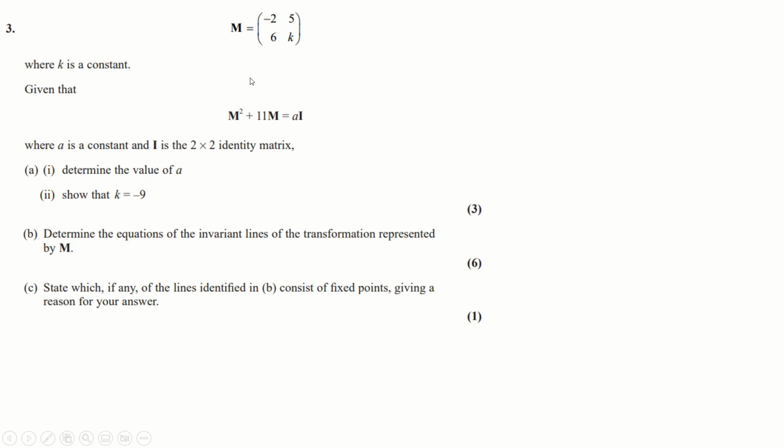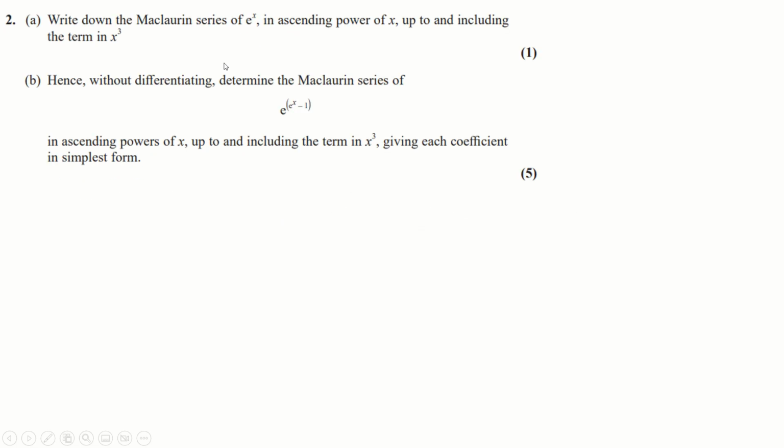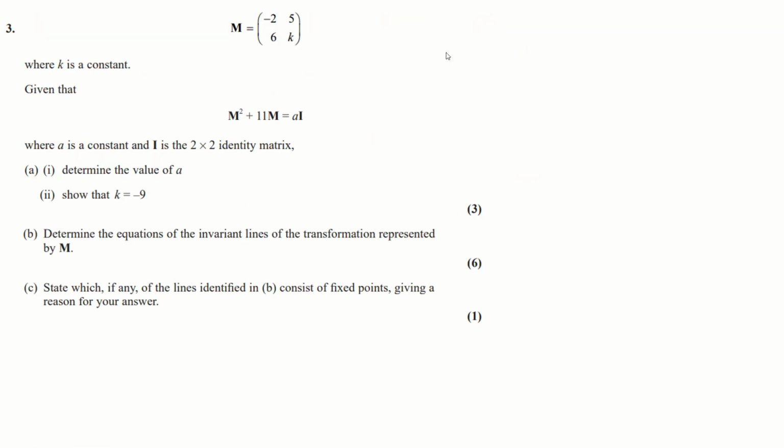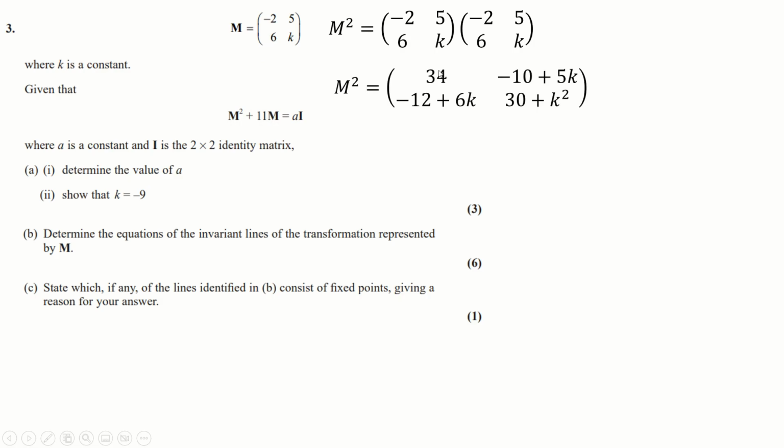I don't really understand the point of it, aside from just asking you to do a ton of just not fun maths or whatever. M squared is this thing times itself, of course, so it's that times that plus that times that first, so that's minus 4 plus 30 is 26, sorry, is 34, because it's plus 4, of course, minus 2 times minus 2, plus 30, and then minus 2 times 5 plus 5k, and then minus 2 times 6 plus 6k, and then 30 plus k squared to finish. Add 11m. 11m is just what happens when you times every input by 11.